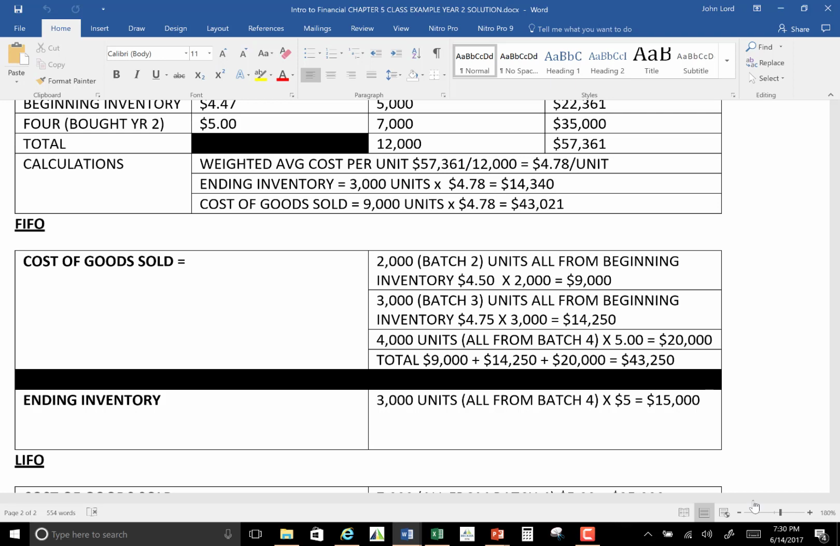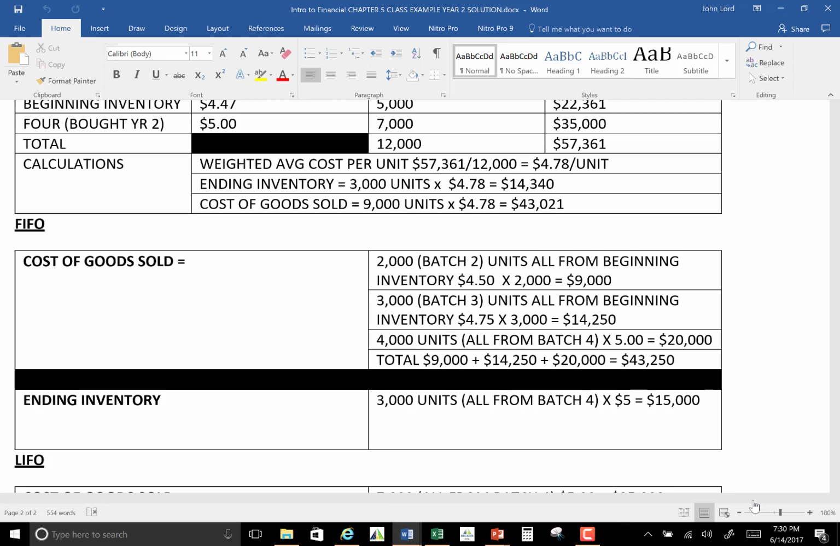Okay, so I extend that out, add those numbers together: the 9,000 from batch 2, the 14,250 from batch 3 from last year, the 20,000 from batch 4 from this year. Add that together, that gives me my cost of goods sold for FIFO for year 2. My ending inventory is the 3,000 units that are left, and they're all those $5 ones, aren't they? So it's 15,000.